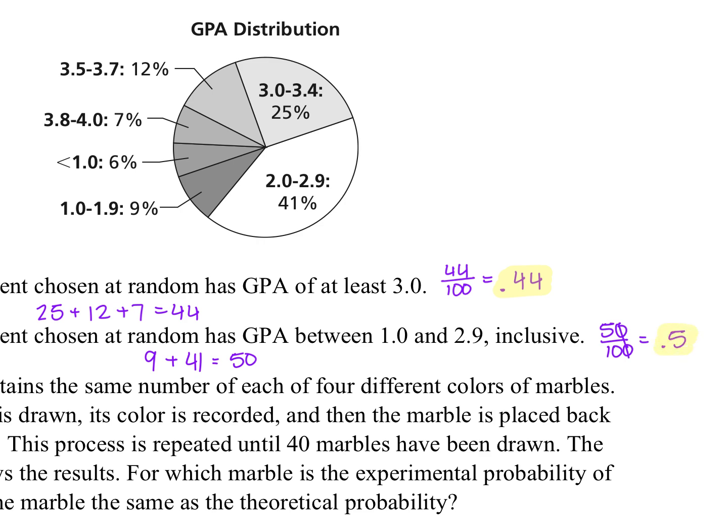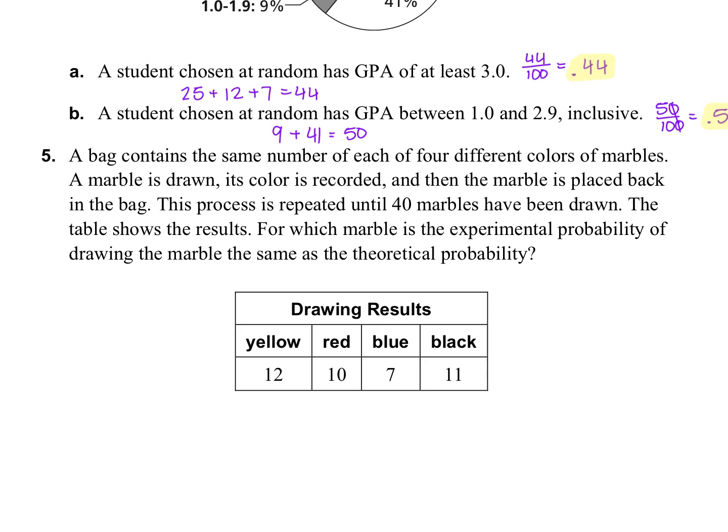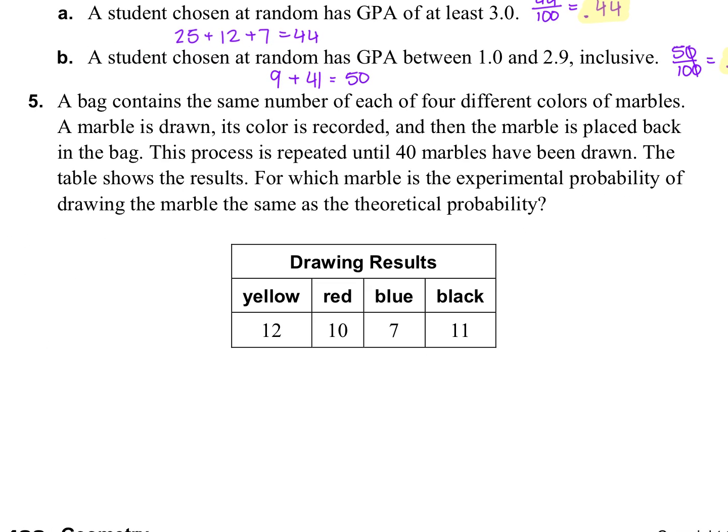Okay, and then looking at the last question on here, it says a bag contains the same number of each of the 4 different colors of marbles, so equal amount of each. A marble is drawn, its color is recorded, and then the marble is placed back into the bag. It's placed back, I'm not taking it out. This process is repeated until 40 marbles have been drawn. The table shows the results. For which marble is the experimental probability of drawing the marble the same as the theoretical?